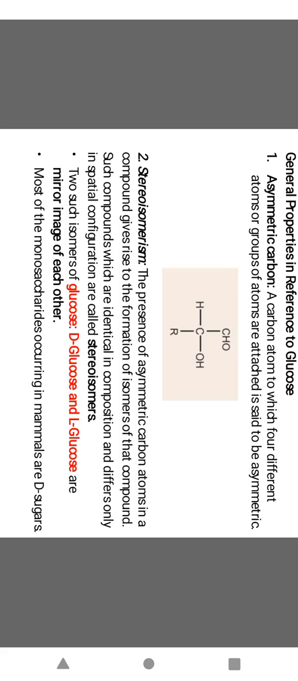Two such isomers can be produced by glucose: D-glucose and L-glucose. The D-glucose is the mirror image of L-glucose, and the L-glucose is the mirror image of D-glucose. Most of the monosaccharides occurring in mammals are D-sugars. Here the image shows the stereoisomers of glucose, D-glucose and L-glucose: the mirror image of L-glucose is D-glucose, and the mirror image of D-glucose is L-glucose. So the OH position and the H position are changed between them.